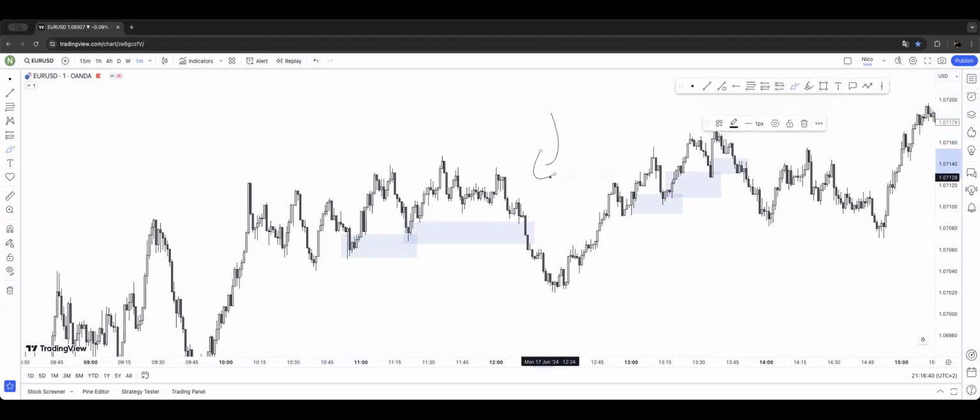So leave it and take it as a statistic. Why this setup should play out, I don't know. But this is the edge. Entering right here, placing my stop loss, and the target.